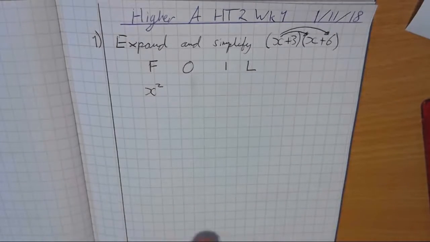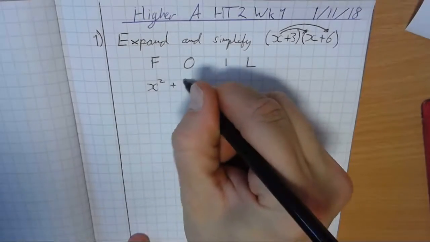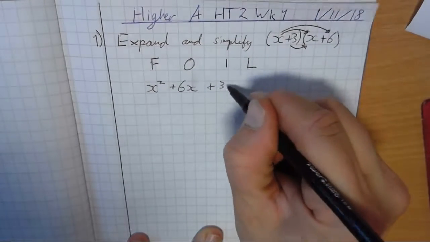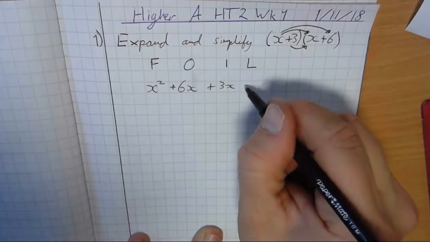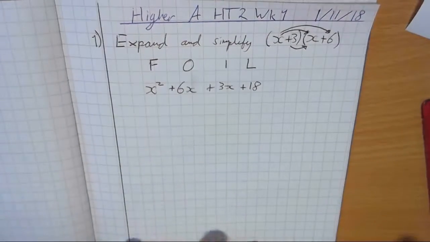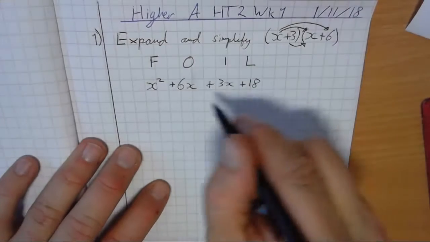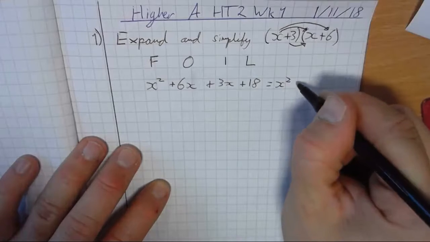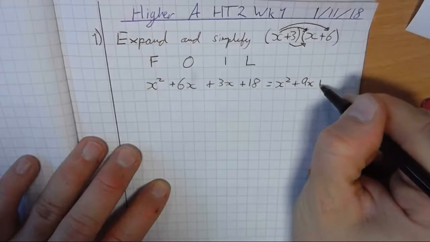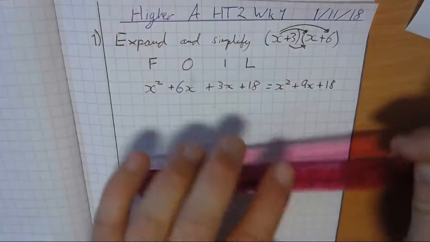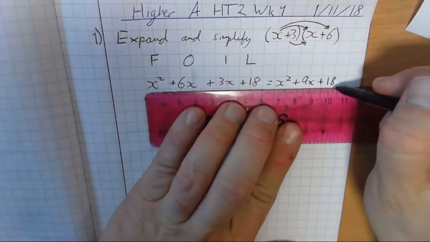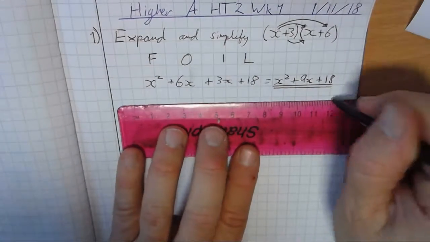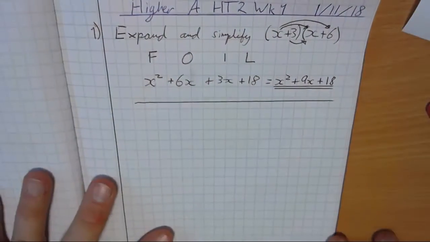I'm going to consider all of that. That's important. So that's plus 6x. Inner, which is plus another 3x, and last, which is 3 times 6, which is plus 18. And now all I need to do is simplify that, which means just collecting these as like terms. So that's going to be x squared plus 9x plus 18. I'm going to underline my answer. I'm going to put a line in before question 2, and I'm on to question 2.